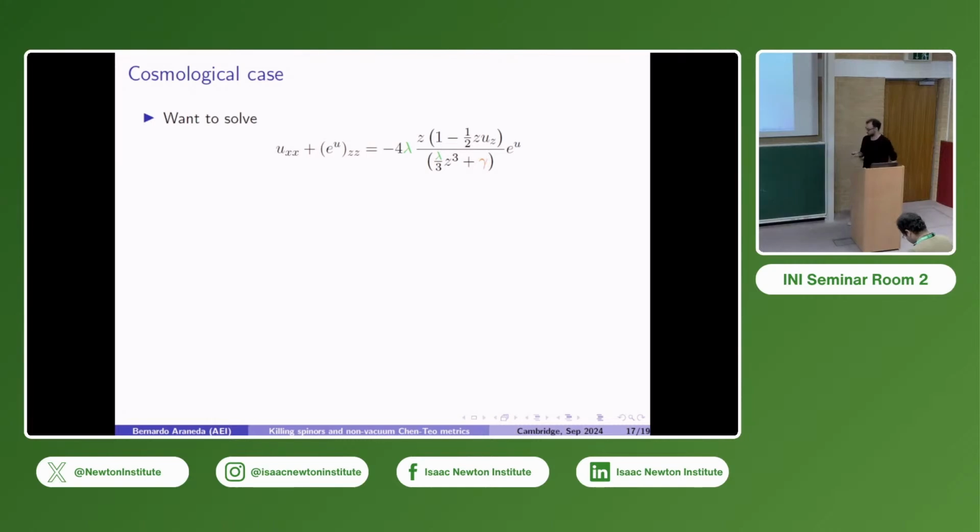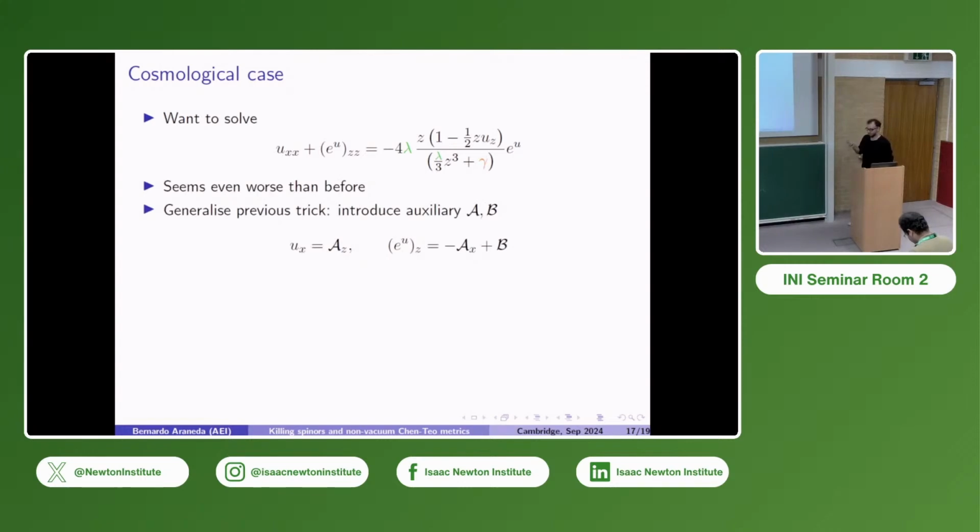Now you want to solve the modified Taylor equation, which is this terrible thing. It's really a terrible differential equation. And now it seems even worse than before. But there's a generalization of the previous trick. Again, I don't understand why this works, but it does work.